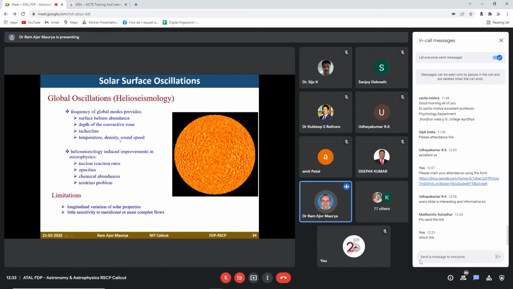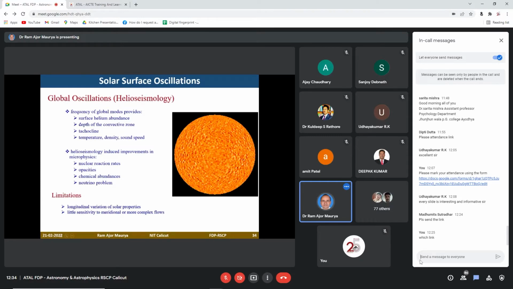We can also find the temperature, density, and sound speed, considering the global helioseismology, meaning global oscillations. This also helps us in understanding the nuclear reaction rates, opacity, chemical composition, and the neutrino problem. You know the neutrino problem, that is a big problem in physics. So from global helioseismology, we had one of the proofs about the inner core temperature, and that leads to the understanding of the neutrino problem.